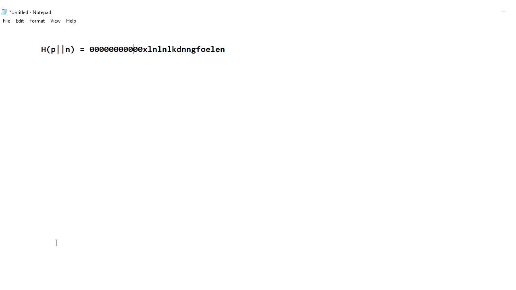So this kind of puzzle, hash puzzles, will be given to the miners. The miners have to solve these puzzles in order to create a block. Once they create a block, they will be given a reward.